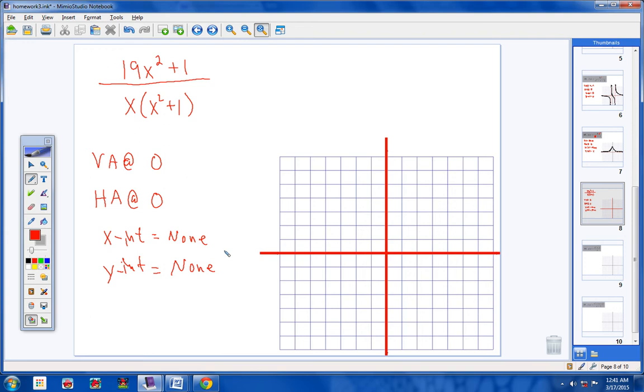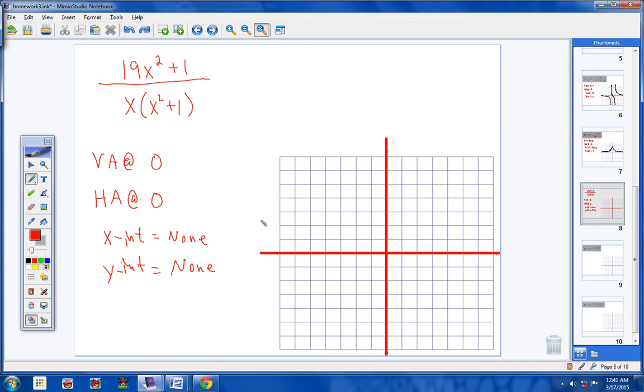Okay. So y equals, clear out your old functions, and we're going to type in our new one: parentheses 19x squared plus 1, close your parentheses, divided by parentheses x cubed plus x, and then close your parentheses. So for my denominator in my grapher, I just put x cubed plus x. I took the x and I multiplied it through. I think that'd be the best way to type it into your grapher, okay?